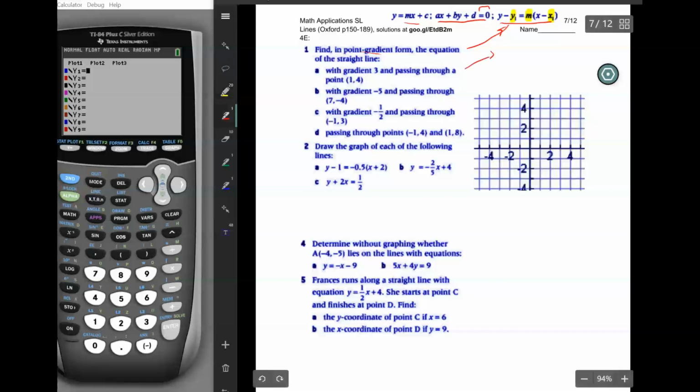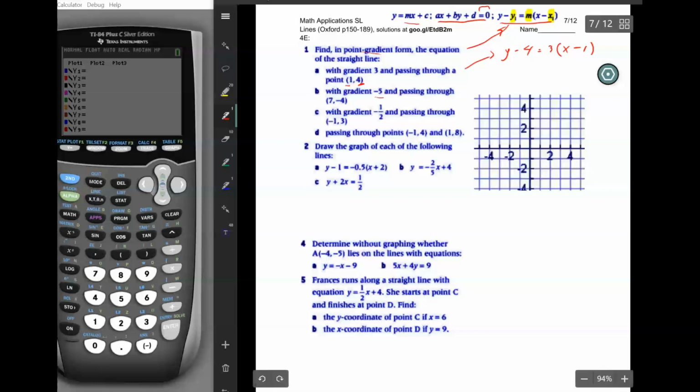So for this one you don't fill in y and x, you just leave those, okay? y minus 4, because the y coordinate of the point given is 4, and then the gradient is 3, and then you put x minus the x coordinate. And you're done. You just write y minus 4 equals 3(x minus 1), and you're done. That's what they wanted, the equation of a line in point gradient form. Okay, maybe later they're going to ask you to rearrange it, but this is most of the points if you can get this done.